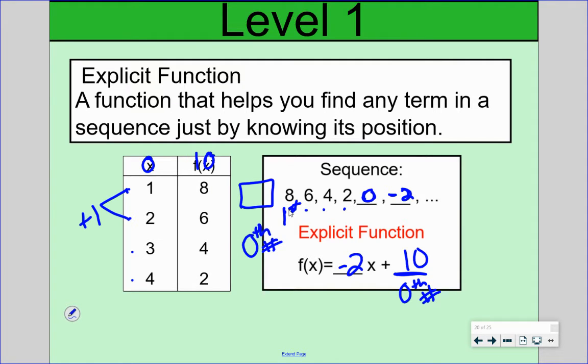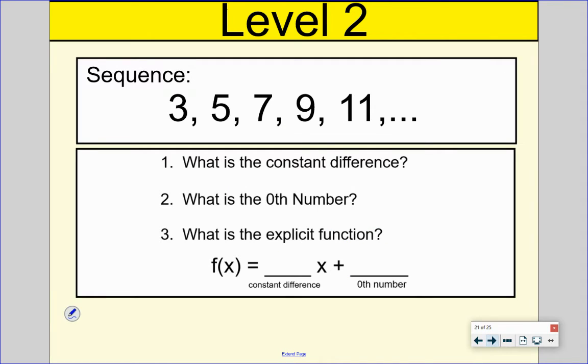We're going to practice some more. So here we go. Here's a sequence: 3, 5, 7, 9, 11. The first thing we need to think about is what is the constant difference? What are we doing to go from our first term to our second term? Is there a number? What number are we adding every time? Well, we can see here that we are adding 2.